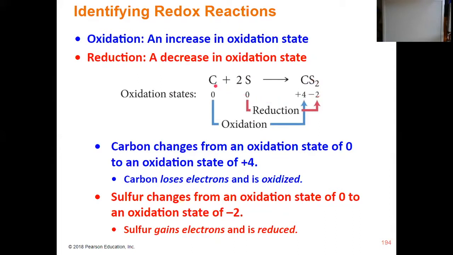All right, so our carbon's going from 0 to +4. That's an increase in oxidation state. That is another definition of oxidation. The sulfur goes from 0 to -2. That is a decrease in oxidation state, which is another definition of reduction. So you have to be familiar with both definitions of oxidation and reduction. Oxidation means losing electrons, but it also means an increase in oxidation state. Reduction means gaining electrons, but it also means a decrease in oxidation state.